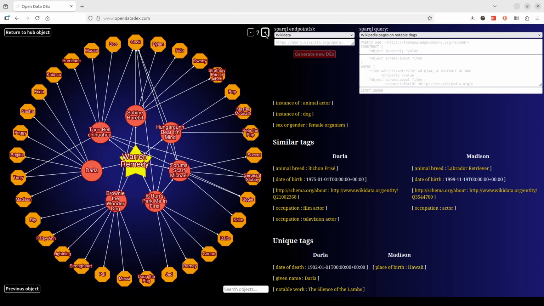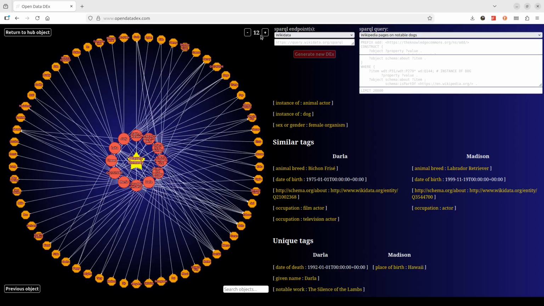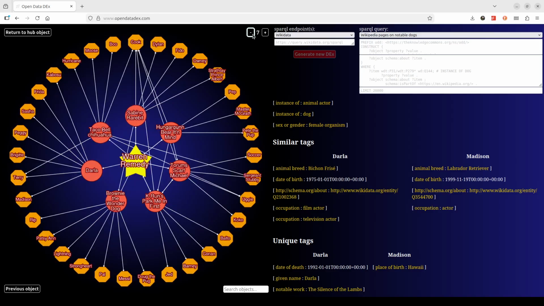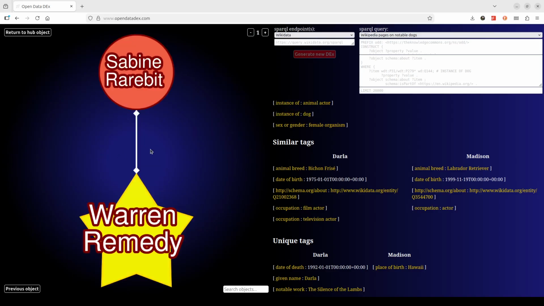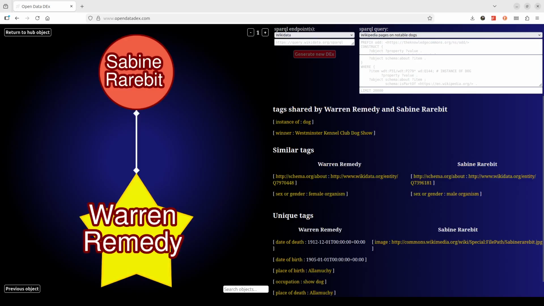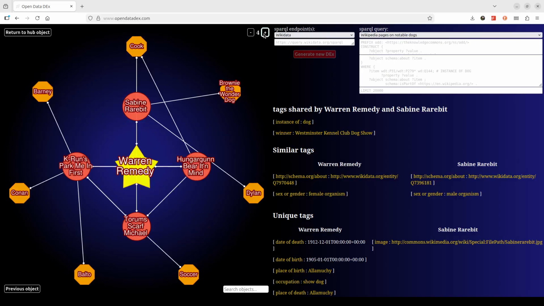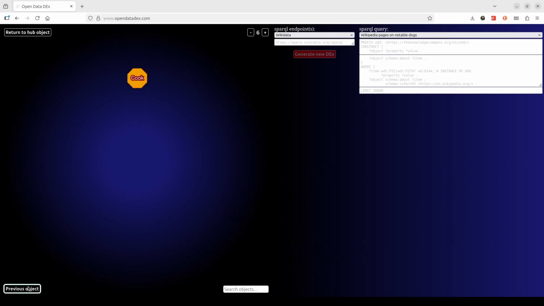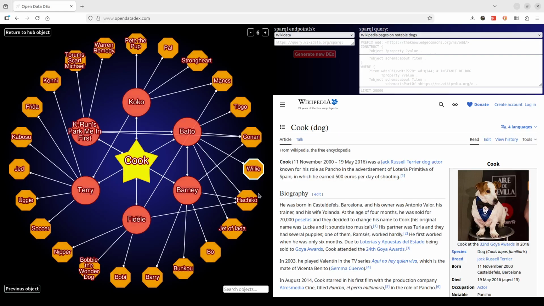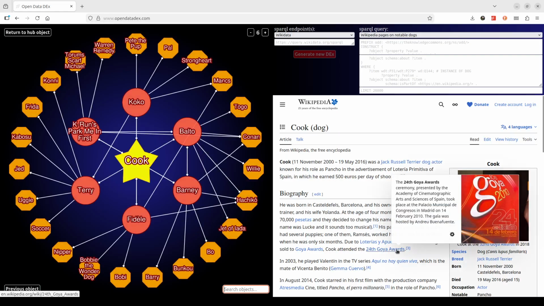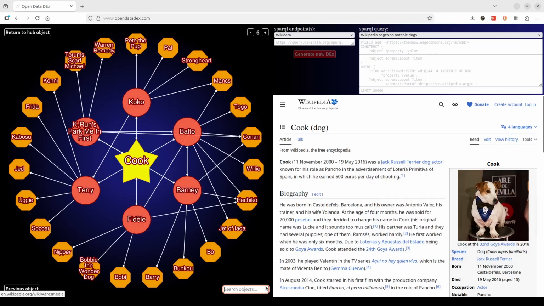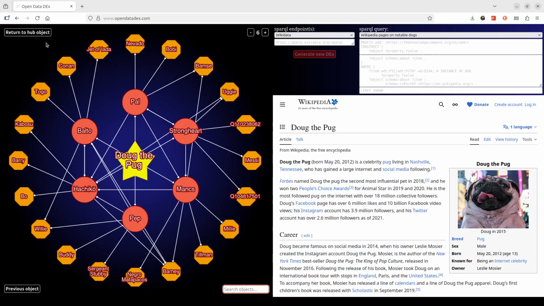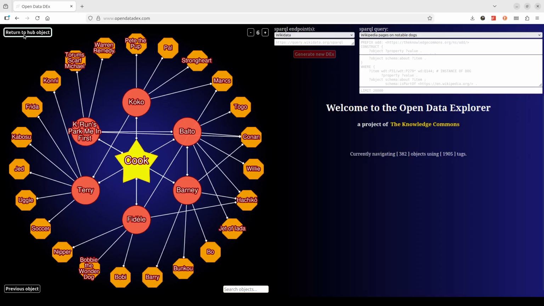We can look at more connections all the way up to 12, and then all the way down to the top one connection, and these are scored and ordered connections. And so it defaults to the top 6. I find that always makes a good looking graph. We can go to the previous object here, and then we can search for an object. So let's see, let's do Doug the Pug there, and then we can always return to our hub object.